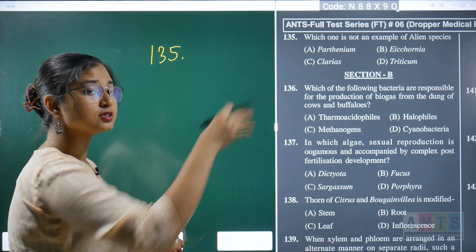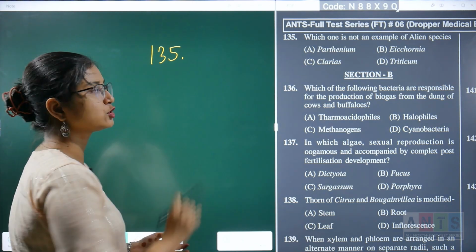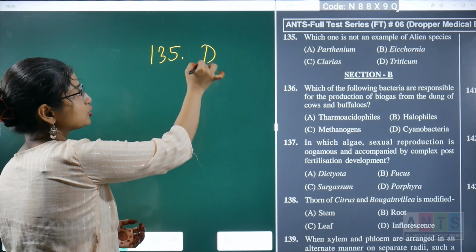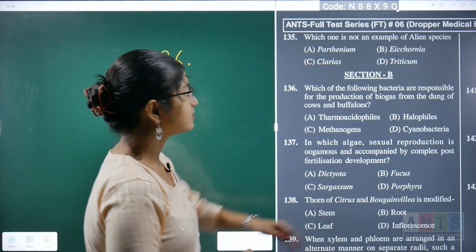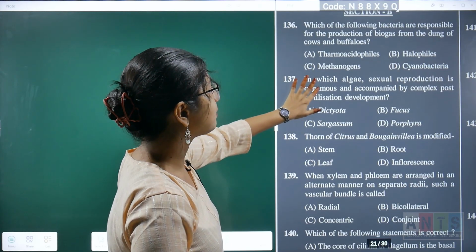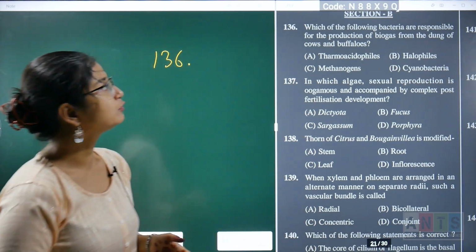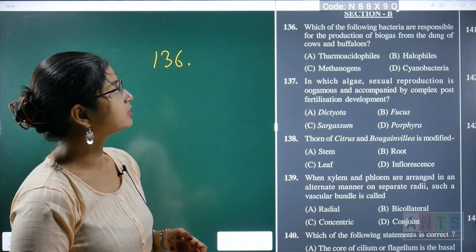So we were asked which is not an alien species. So question 135, the correct answer is option B. Now moving on to section B. Question number 136, which of the following bacteria are responsible for the production of biogas from the dung of cows and buffaloes?